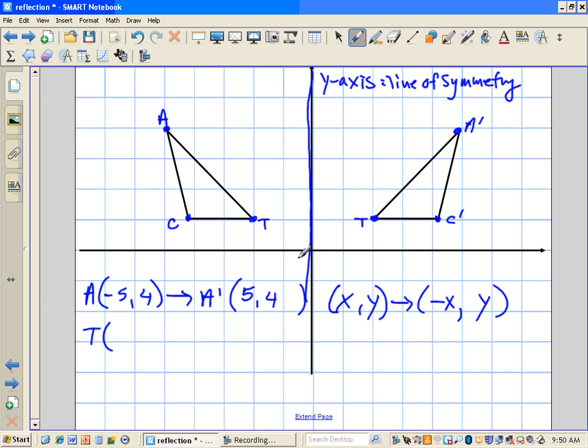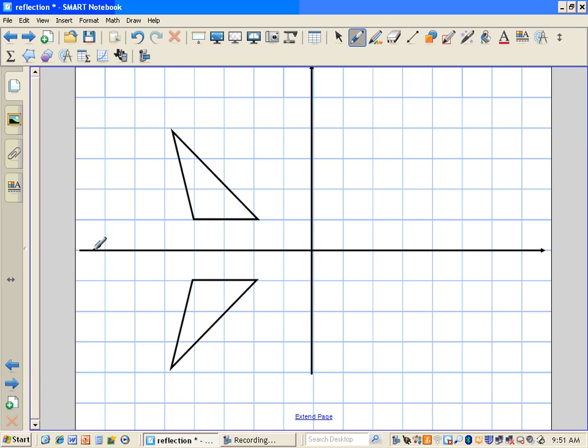We'll use point T. Point T is negative 2, 1. T prime is positive 2, 1. So again, the x value changed, the y stayed the same. That's if it's over the y-axis. So the y-axis, the y stays the same. Let's see what happens when we reflect it over the x-axis. So the x-axis, in this case, is our line of symmetry.